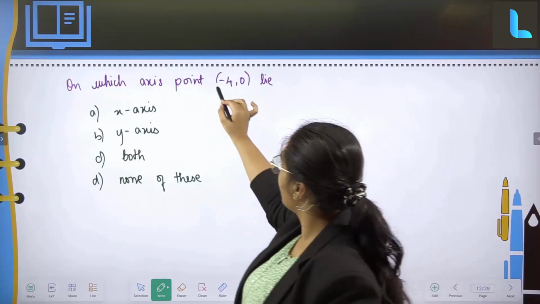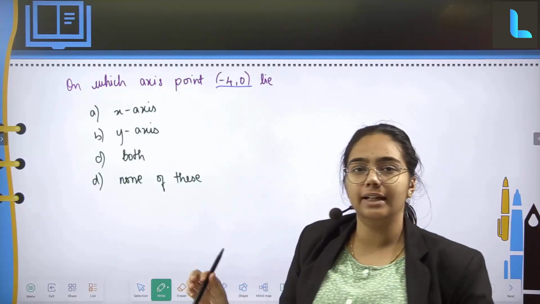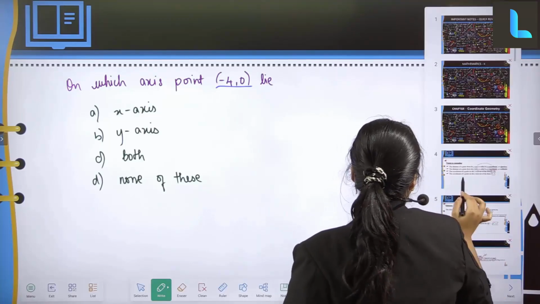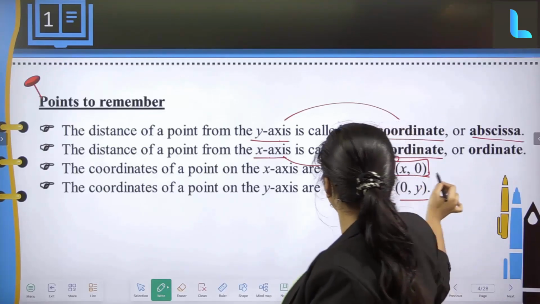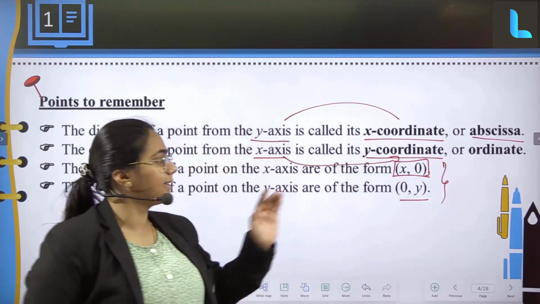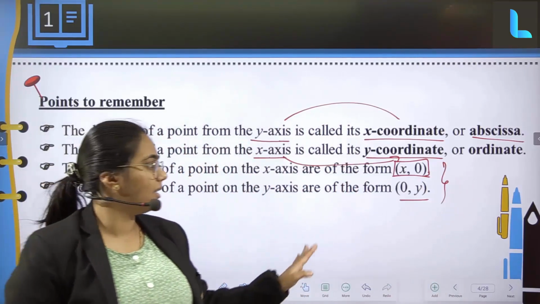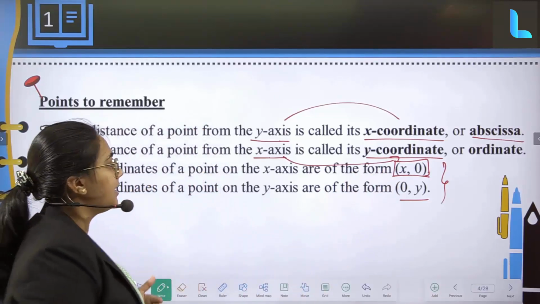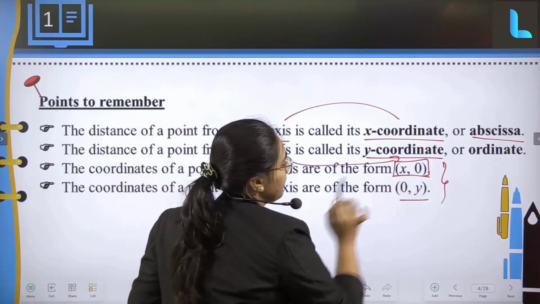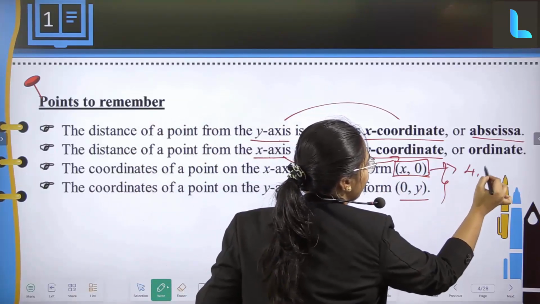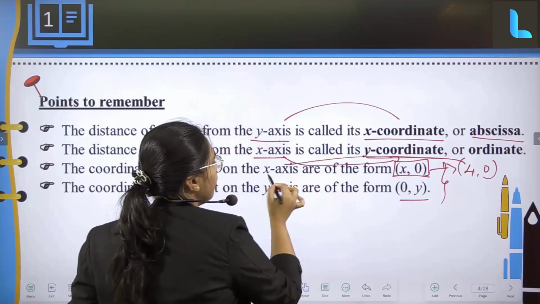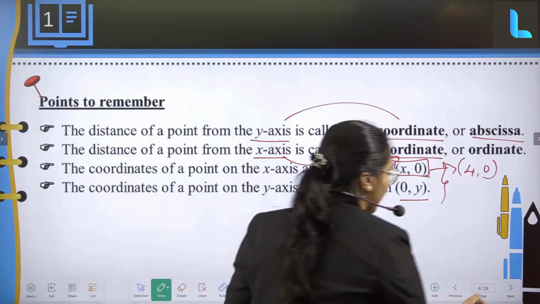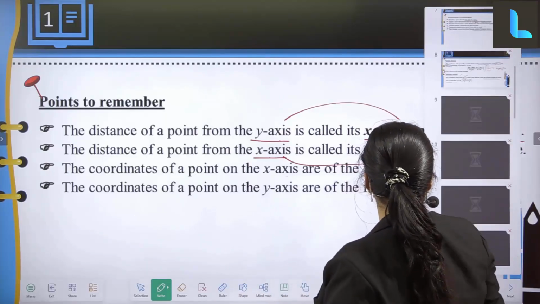Next question: on which axis does the point 4 comma 0 lie? Over here, if you can observe, only one point has been given, 4 comma 0. If you go back to our theory part, we came across these two things: one was x comma 0 and the other was 0 comma y. The point is what they have given. You have to find out on which axis it is going to fall. So x comma 0 is the same as 4 comma 0. So this is in the format, this is falling on the x-axis. Therefore the option we have to choose is x-axis.